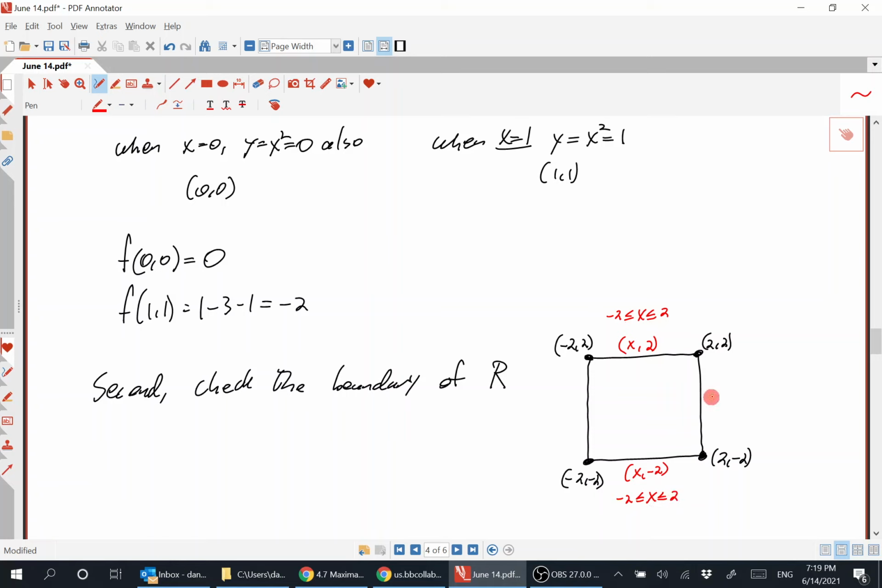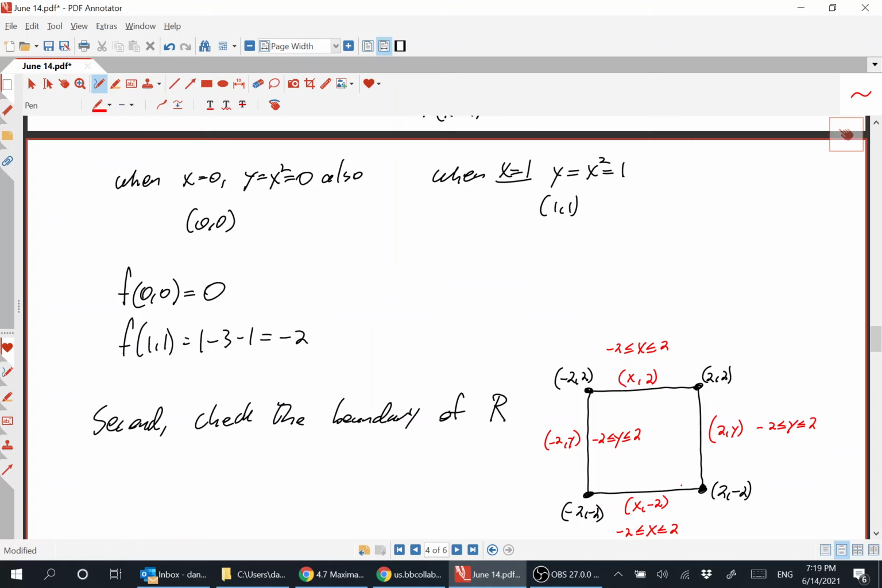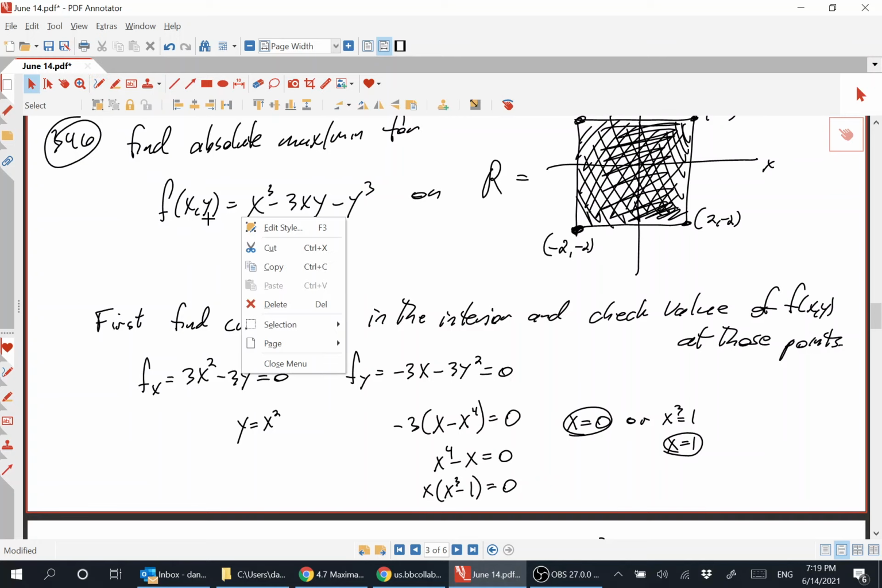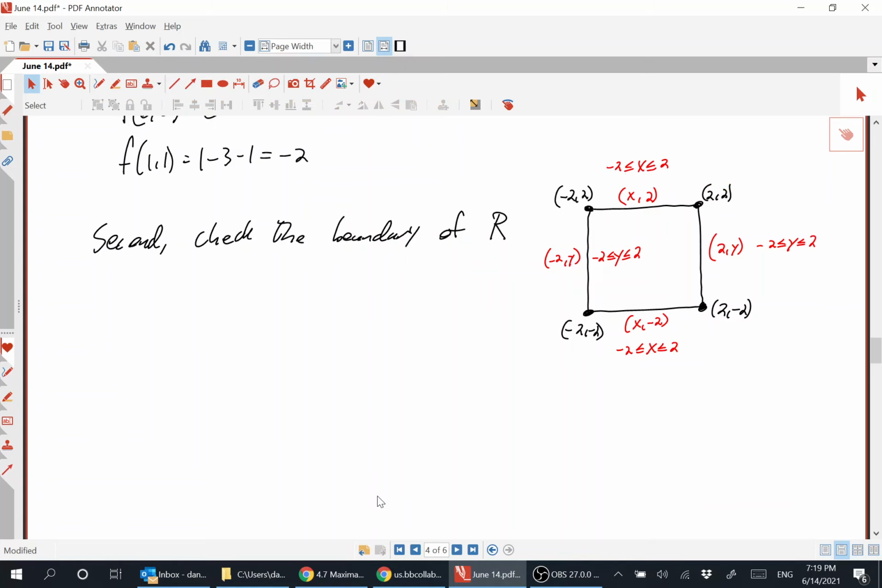And then the vertical sides: this is (2, y), minus 2 less than or equal to y less than or equal to 2. And this side is (-2, y), minus 2 less than or equal to y less than or equal to 2. So we have these four sides to check, but the function should simplify quite a bit here. So let's copy the function and look at the four sides.